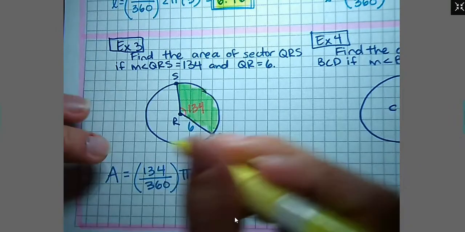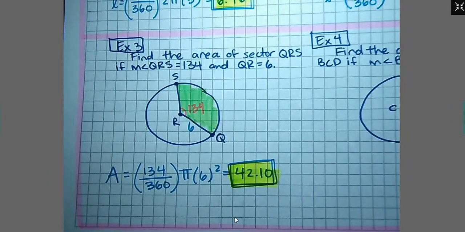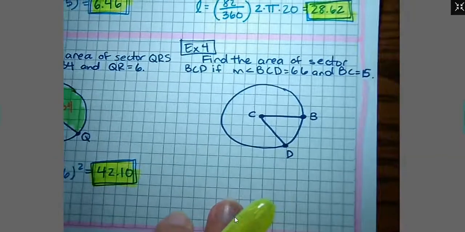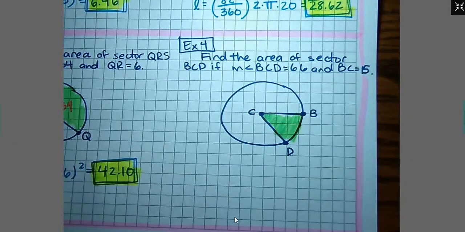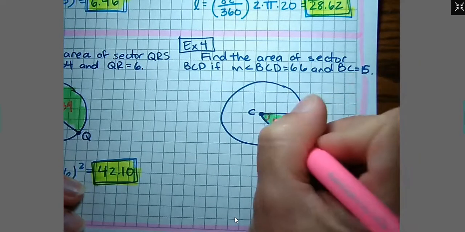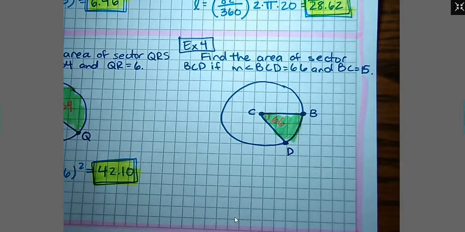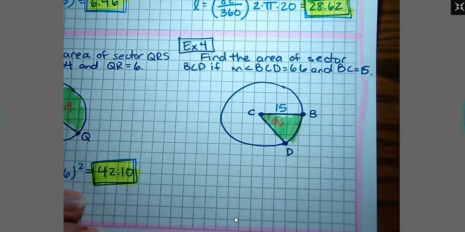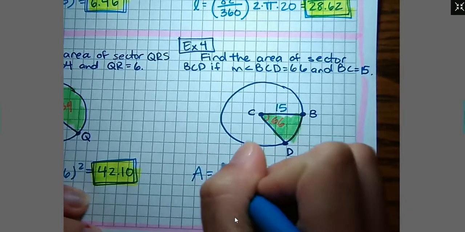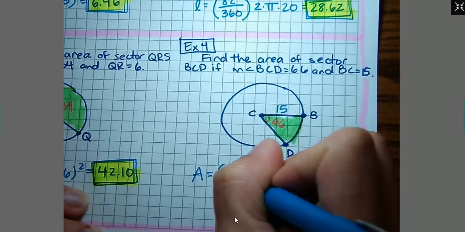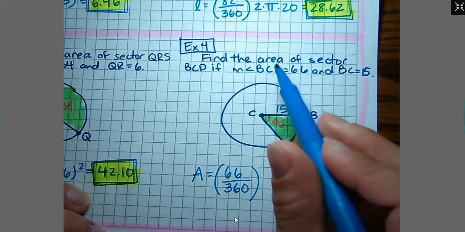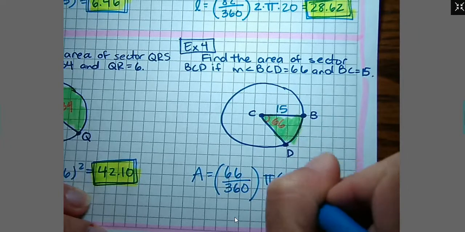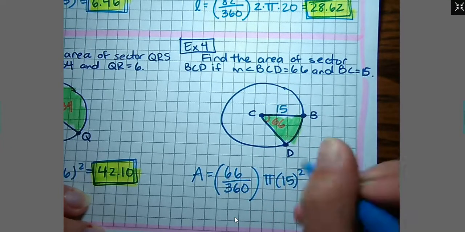Okay, we're going to do one more area problem, and then that will be it for your notes today. So let's go on to the fourth example. Find the area of sector BCD, so it's asking for this area, if the measure of angle BCD, so this, is 66, and the measure of BC is 15. Okay, so we're going to do the exact same thing, plug it into this formula. We're looking at 66 degrees out of the total 360 in a circle, but we're looking at the area, so it's going to be times pi 15 squared, pi r squared.